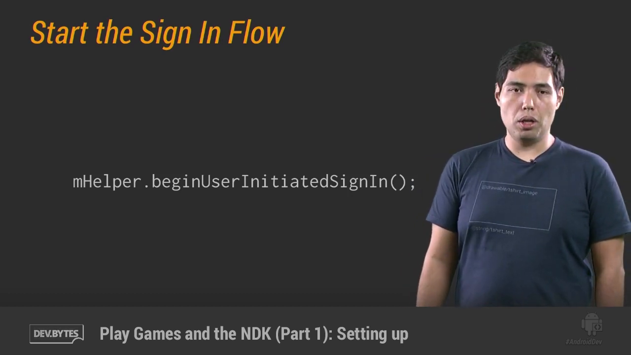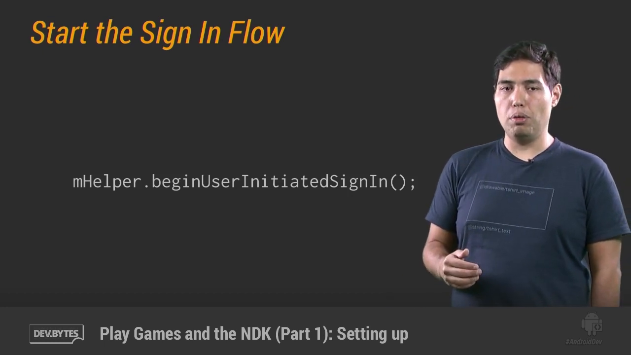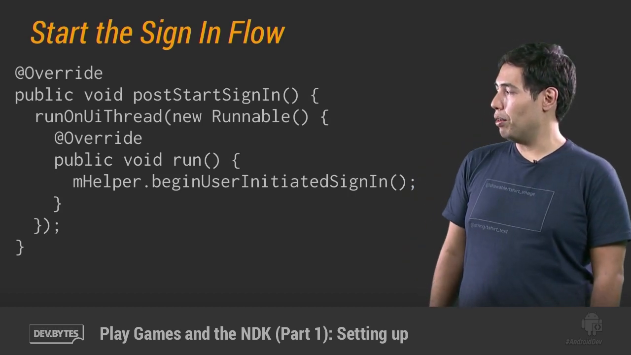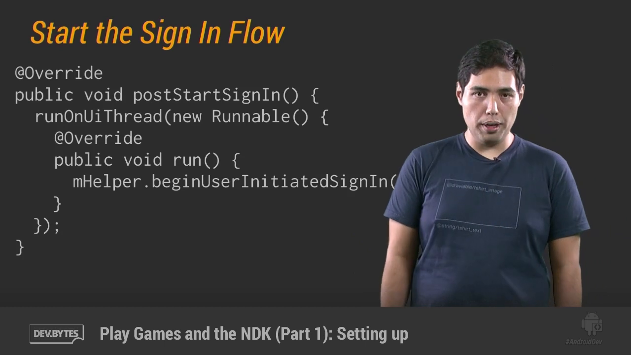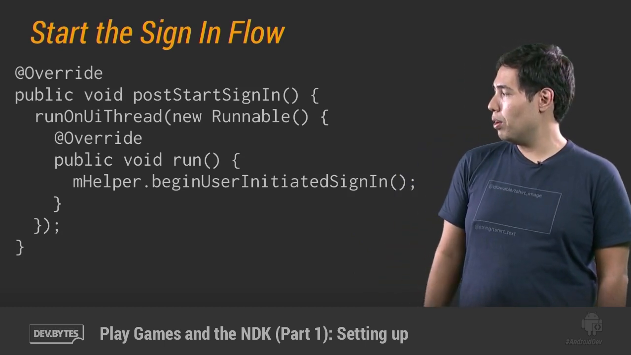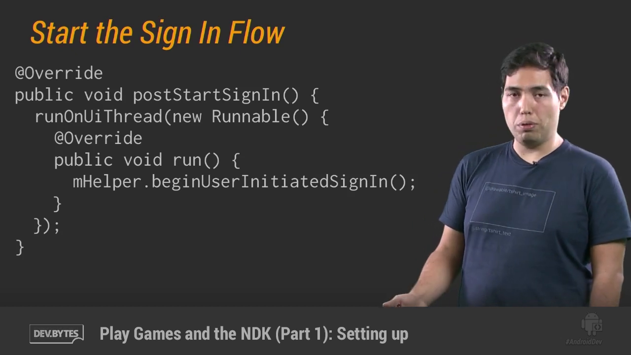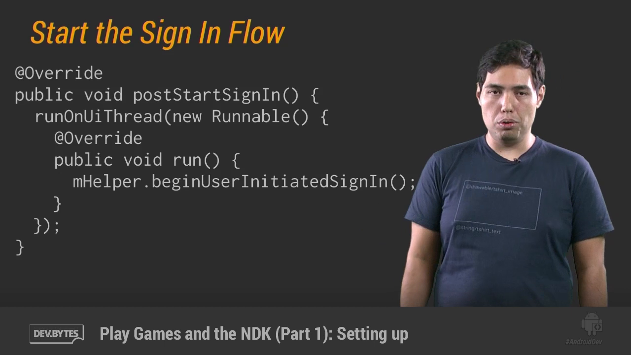However, since you're going to be calling it from the game thread, remember that the game is going to be running on a separate thread, it's not the UI thread. So you need to wrap that with a runOnUiThread call, so that you can actually call that method from the game thread and have it execute on the UI thread. This is why we have this method, which is called postStartSignIn, which essentially can be called from any thread and post to the UI thread. And there we call mHelper.beginUserInitiatedSignIn.